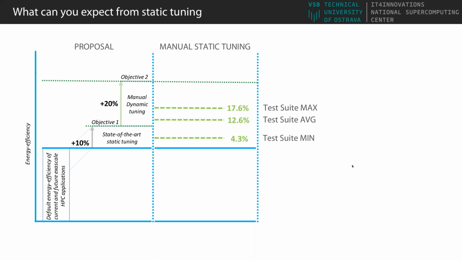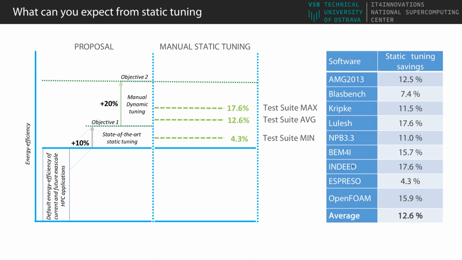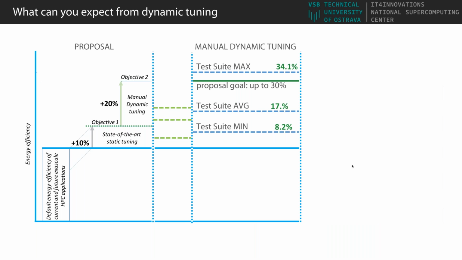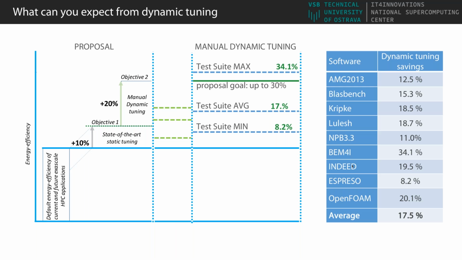For the READEX test suite, we were able to achieve approximately 12% of energy savings just by performing the static tuning. And then if we go one slide further, here we have the dynamic tuning. On average, we were able to achieve up to almost 18%. But some of the applications really have significant savings, like I'm going to show towards the end of my talk. For instance, the MEMFORI application has up to 34% of energy savings.